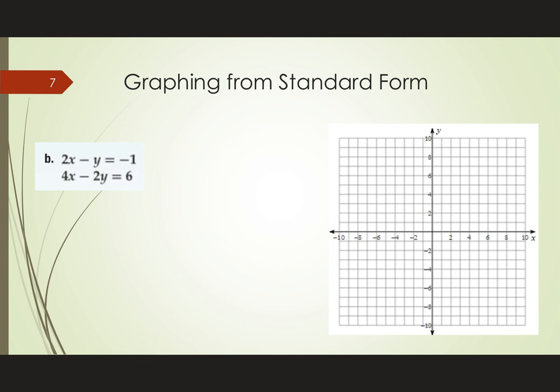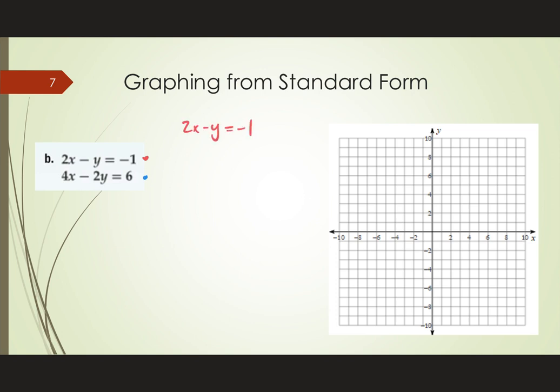Alrighty, last but not least, what about if the equations are not set up nicely? So up until this point, all of our equations have been set up in slope-intercept form, which is a fabulous way to graph. But what happens if they're not? Well, you have to rewrite them in slope-intercept form. Okay, so here's my red graph, and here's my blue graph. So my red graph is going to be 2x minus y is equal to negative 1.